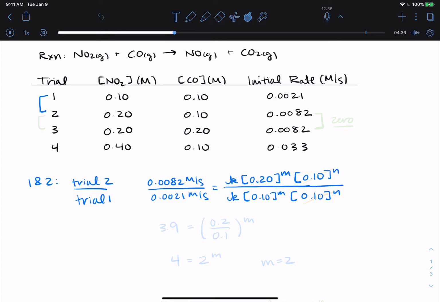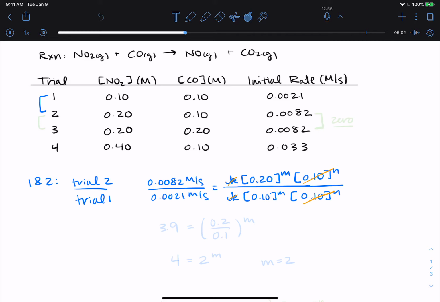All right, so I can cancel a whole bunch of stuff out. Let's do this in orange. The rate constant, it's a constant, it's the same number, so K divided by K is 1. 0.1 to the N power divided by 0.1 to the N power is 1. And I think that's everything I can cancel outright.